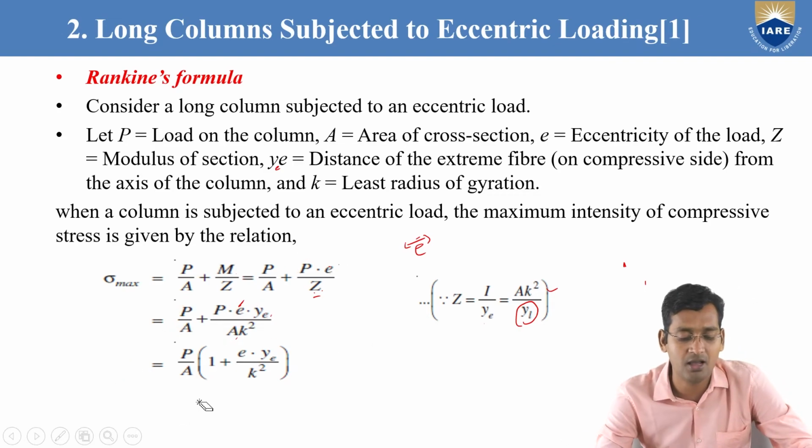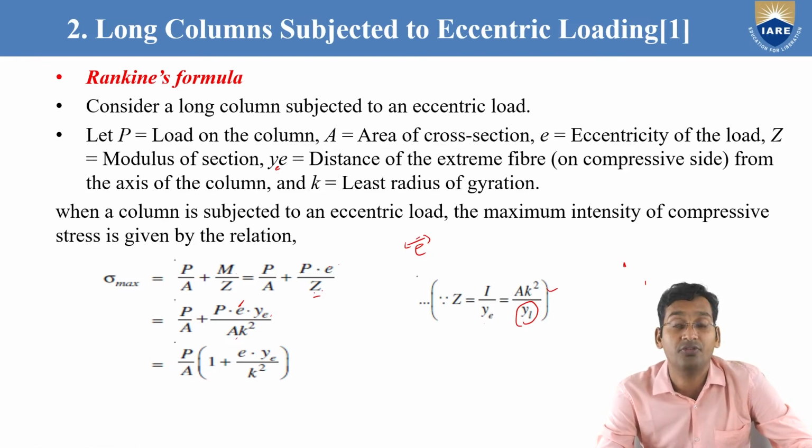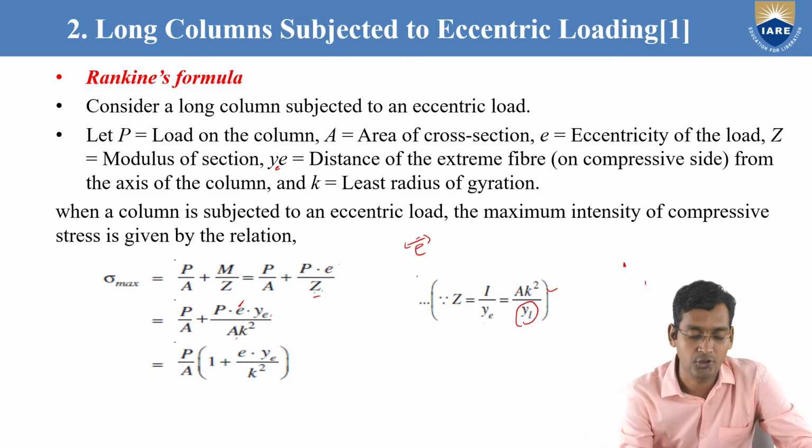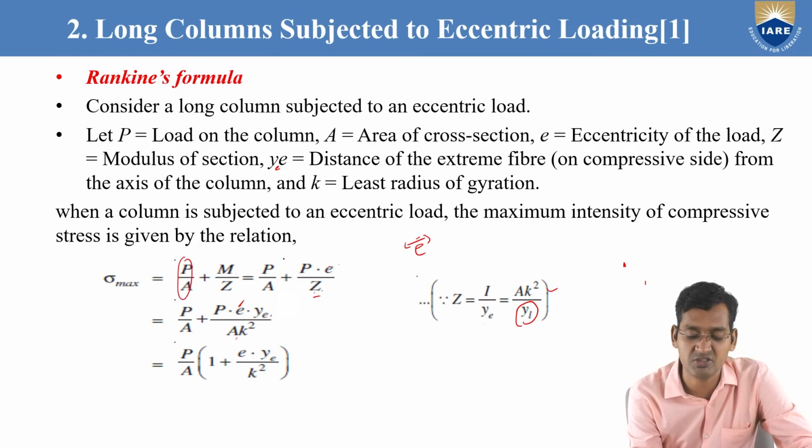For that, sigma max is what? P by A plus M by Z. Now in terms of eccentric load, M will be P into e. So P by A stays as P by A, M is P into e, and Z is the section modulus, which is I by Y. I is AK square, Y is Y. So substitute here, and after substituting you will get this one.